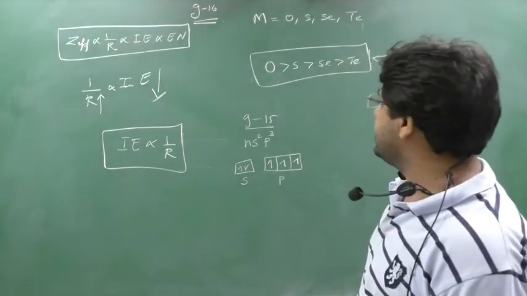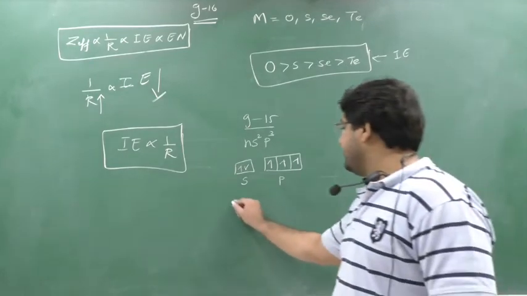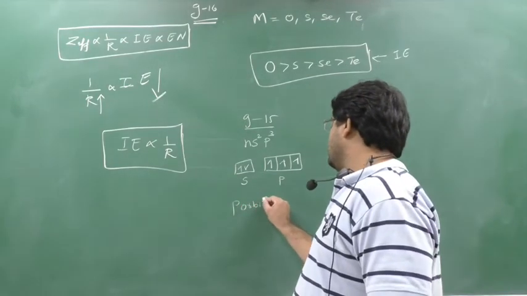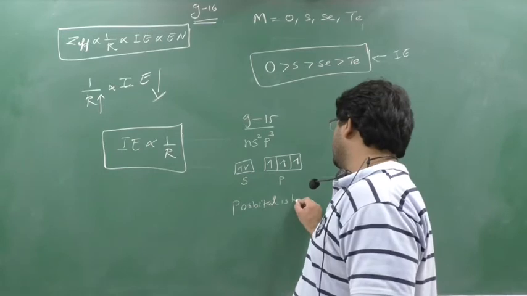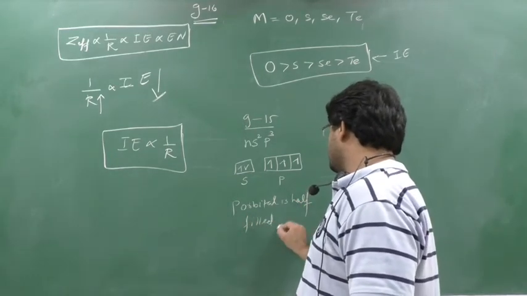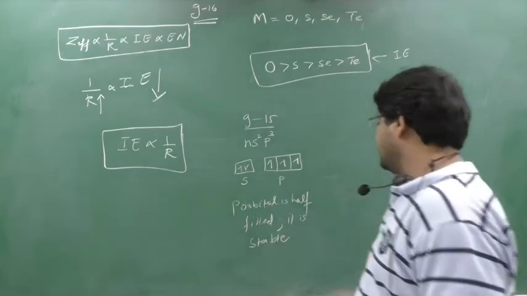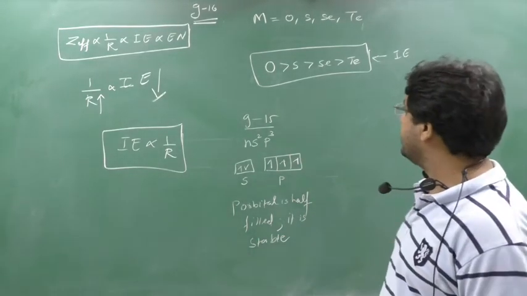So it is observed that in group number 15 the p orbital is half filled. When the p orbital is half filled, it has extra stability. So it is stable. Clear? So here the ionization enthalpy will be very high.